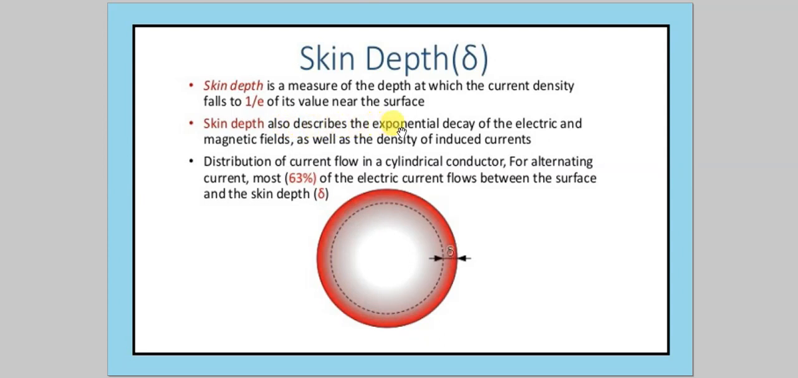Skin depth is also described as the exponential decay of the electric and magnetic fields, as well as the density of the induced currents, and also the distribution of the current flow in a cylindrical conductor. For alternating current, about 63% of the electric current flows between the surface and the skin depth.